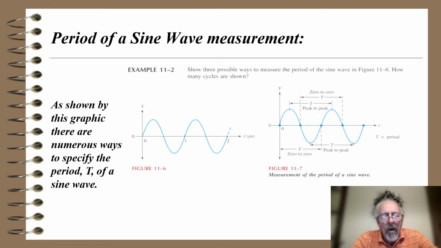If I want to measure the period of a sine wave, there are numerous ways I could do it. Figure 11.6 shows a sine wave, and over to its right, figure 11.7 shows we could go on the positive side of the sine wave, peak to peak or 0 to 0, and below that, on the negative side, I could also go peak to peak or 0 to 0, and that would give me the period T.